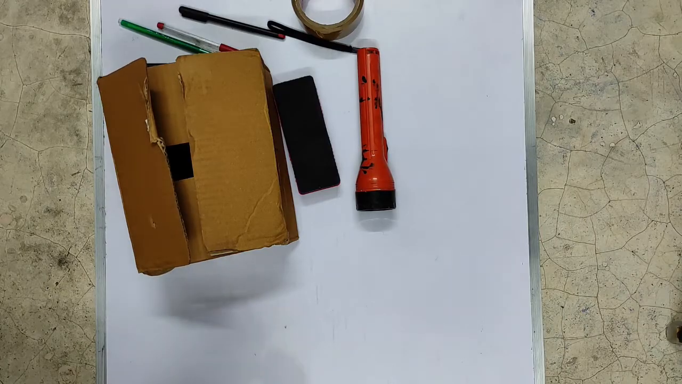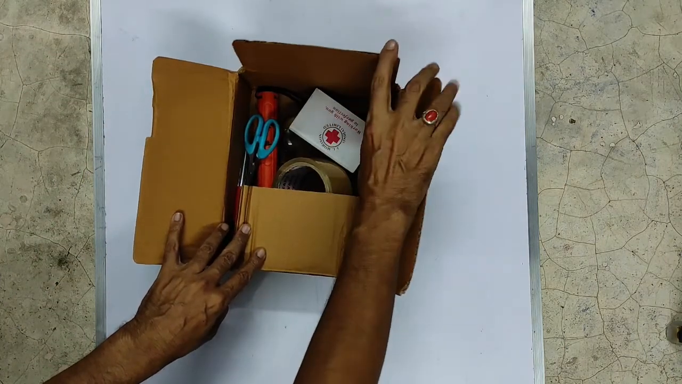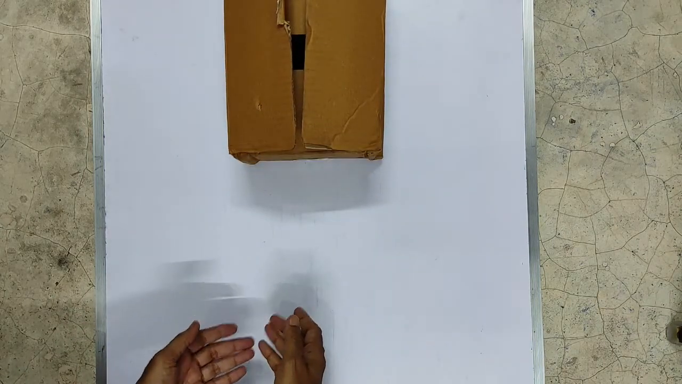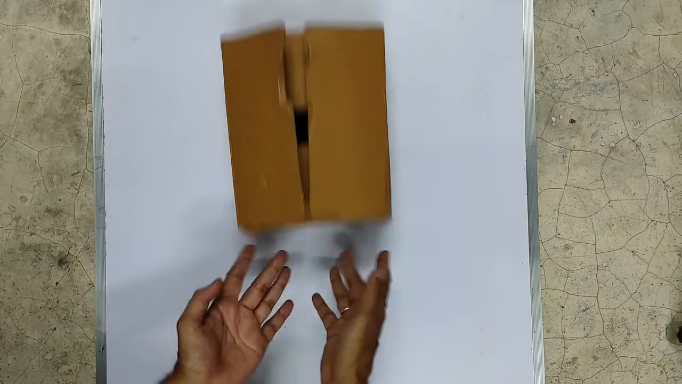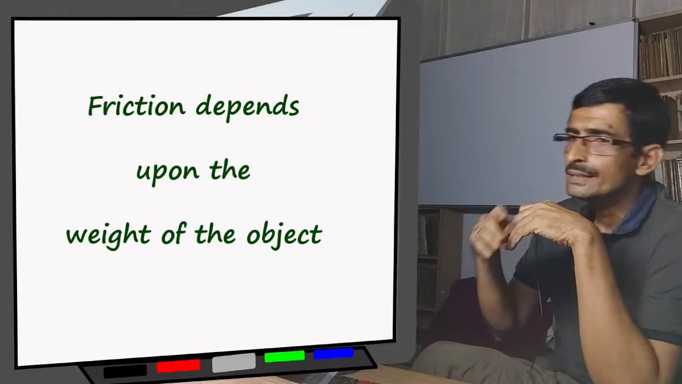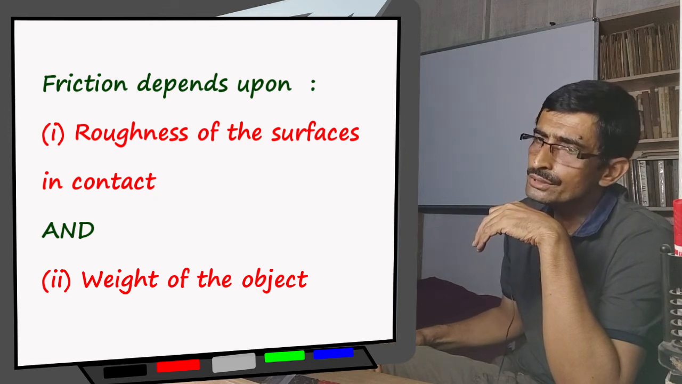Now I am filling the box with some objects available right now. I am actually increasing its mass. Now again I am pushing the box with almost the same amount of force as earlier to make it move through the board. See the amount of movement, right? Now the distance covered by the box is less. So we can conclude that friction depends upon the weight of an object. Therefore, the two factors that influence the magnitude of friction are the roughness of the surfaces in contact and the weight of the object.